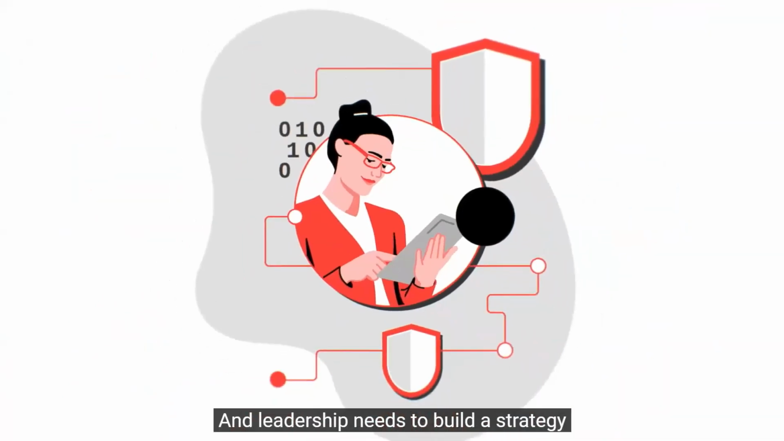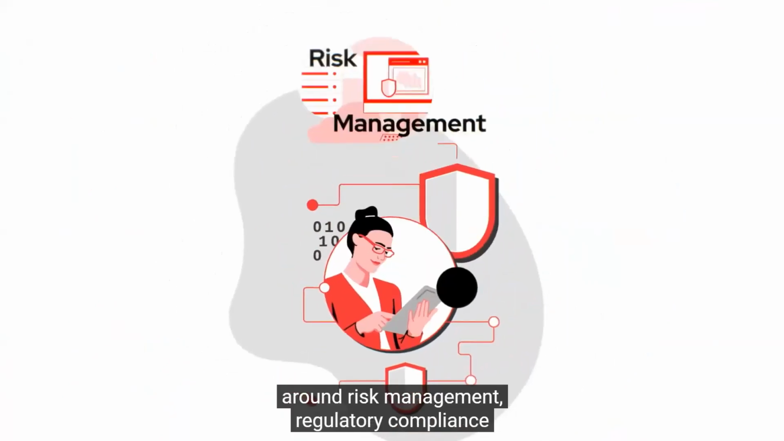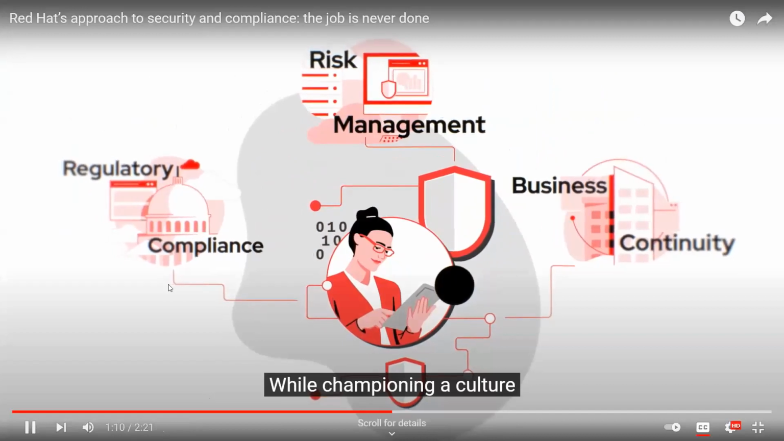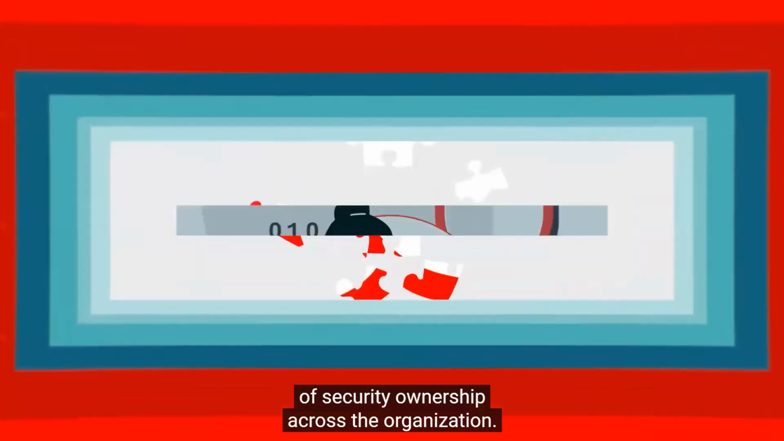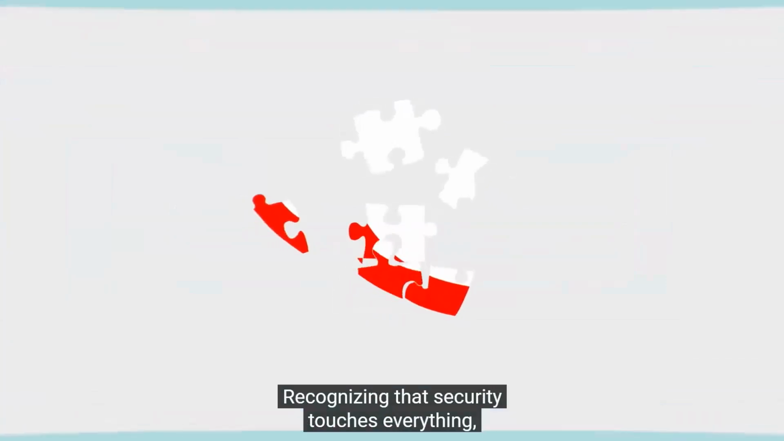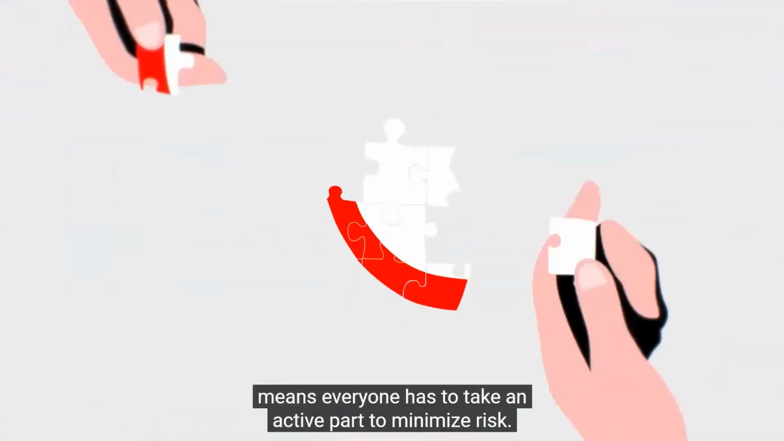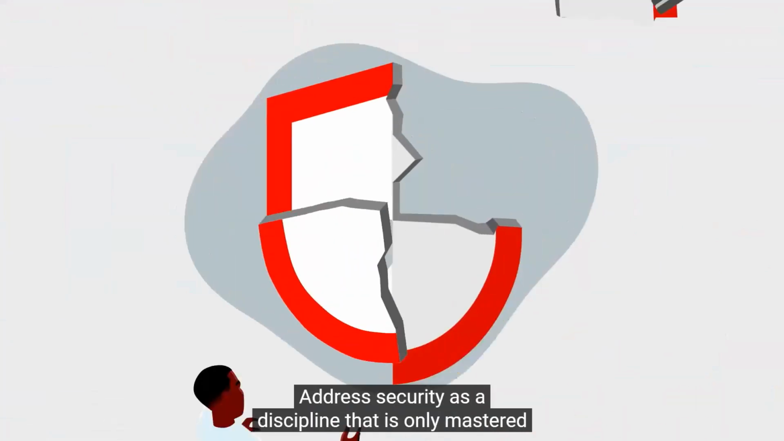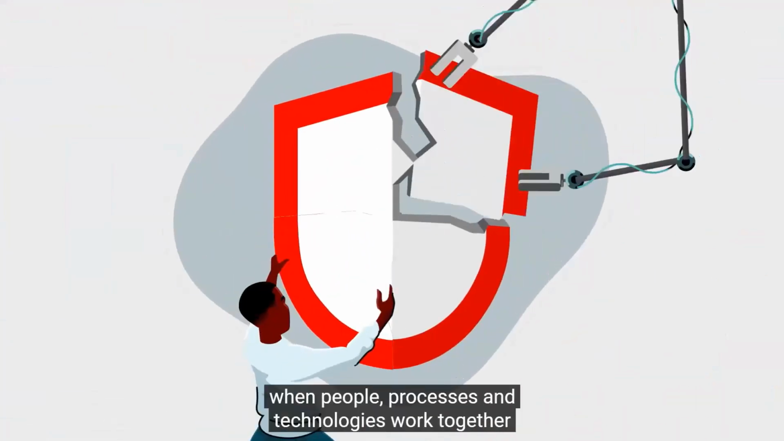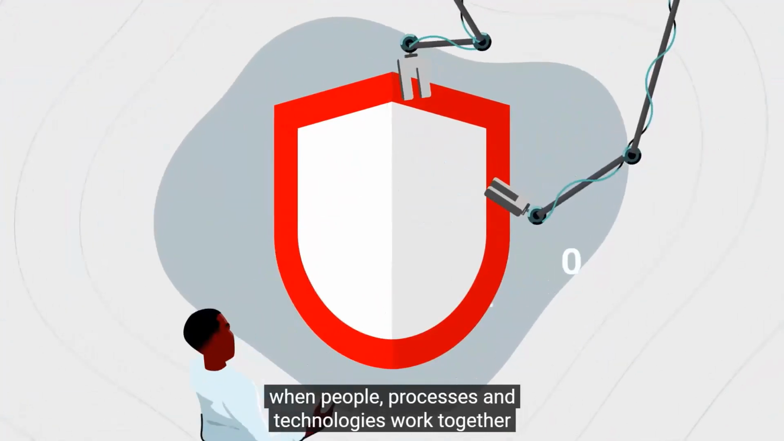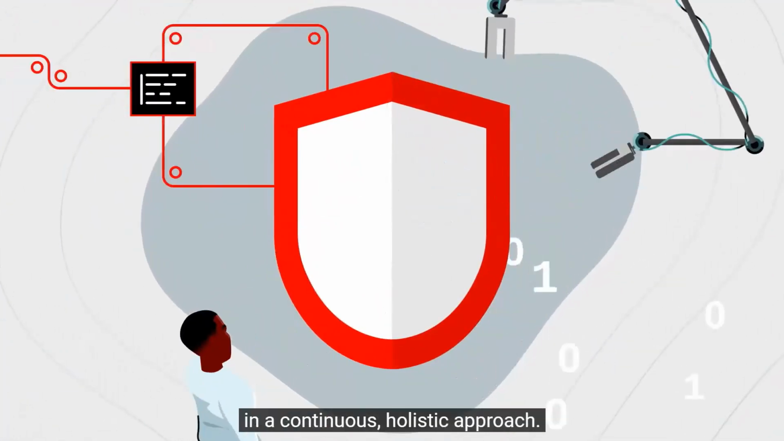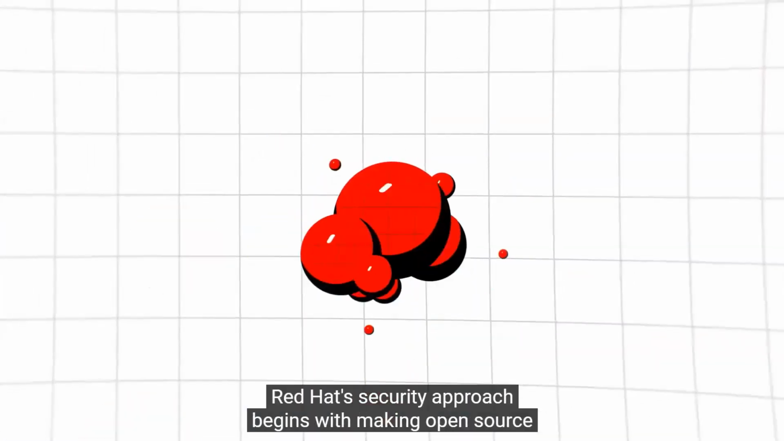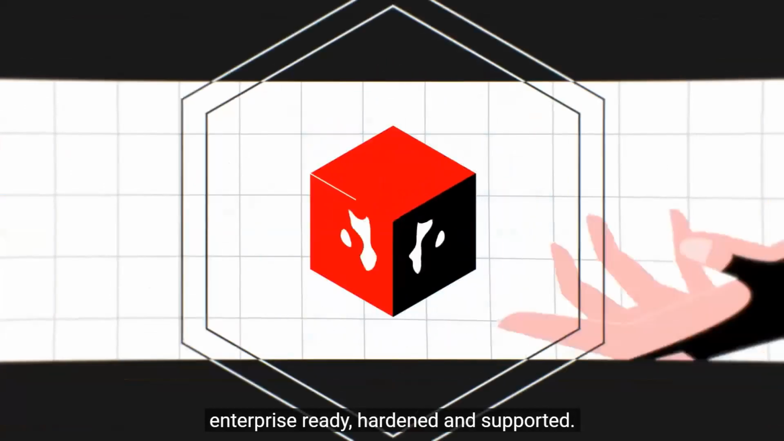And leadership needs to build a strategy around risk management, regulatory compliance, and business continuity while championing a culture of security ownership across the organization. Recognizing that security touches everything means everyone has to take an active part to minimize risk. Address security as a discipline that is only mastered when people, processes, and technologies work together in a continuous, holistic approach. Red Hat's security approach begins with making open source enterprise-ready, hardened, and supported.